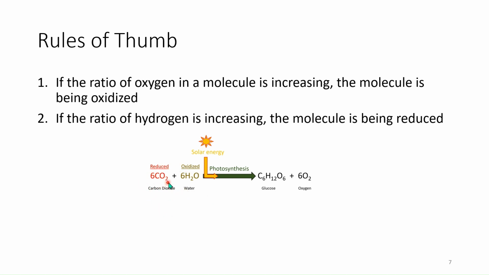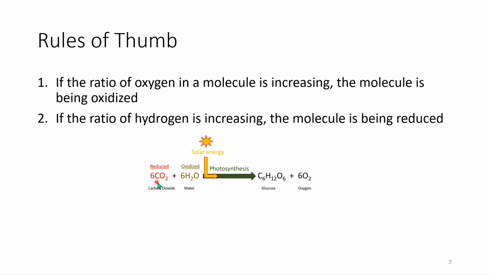So if we look at CO2 and the carbon here, for every one carbon, we have two oxygens. And if we look at the product, for every one carbon, we have one oxygen. And so our ratio of oxygen didn't increase, it decreased. So we're losing that oxidation and it's becoming reduced. So we already know this is being reduced. Fortunately, we have two rules of thumb and it followed both rules of thumb, which is great.